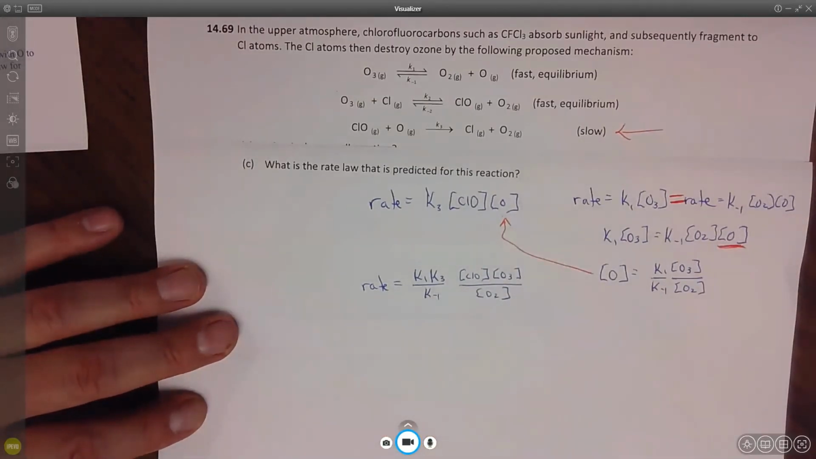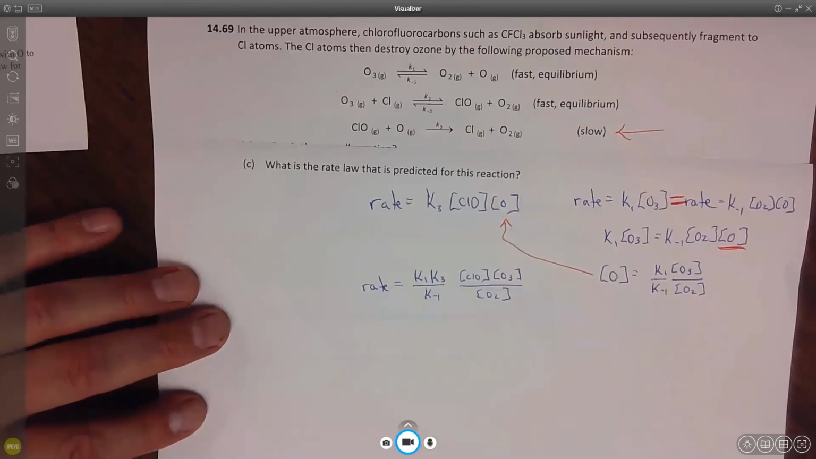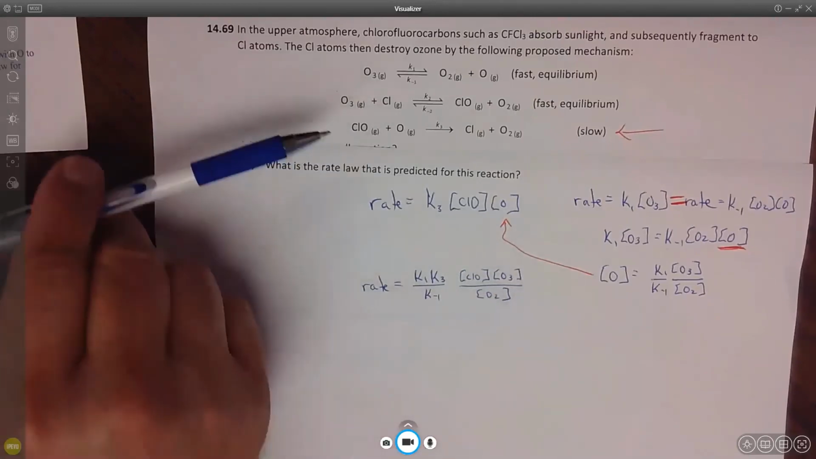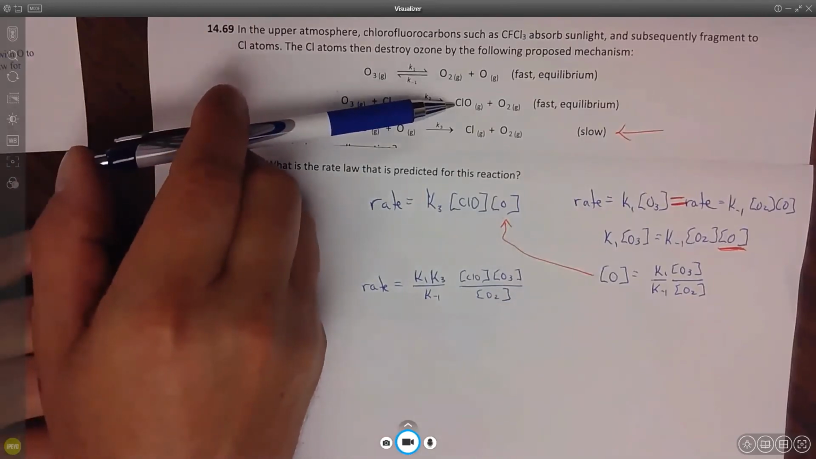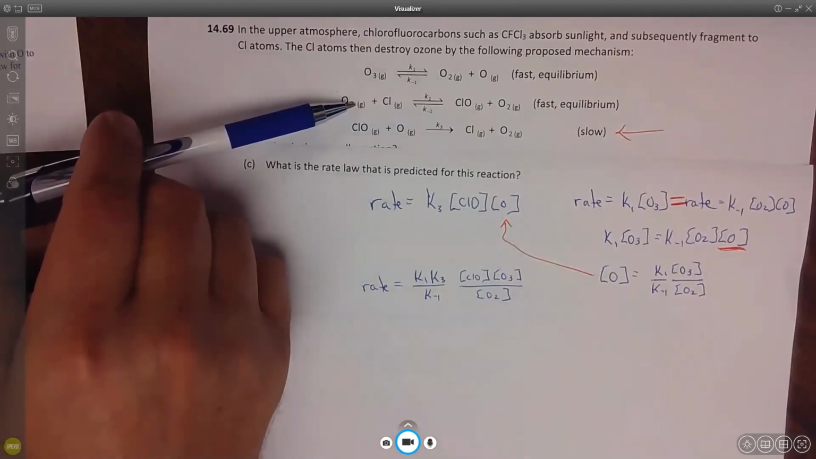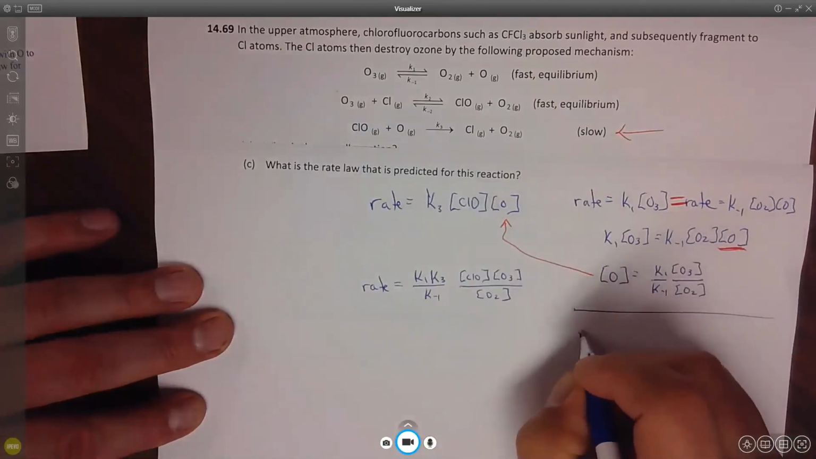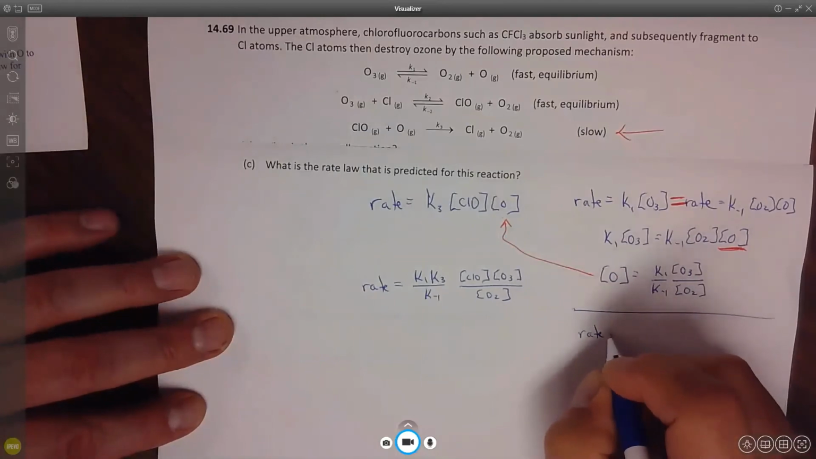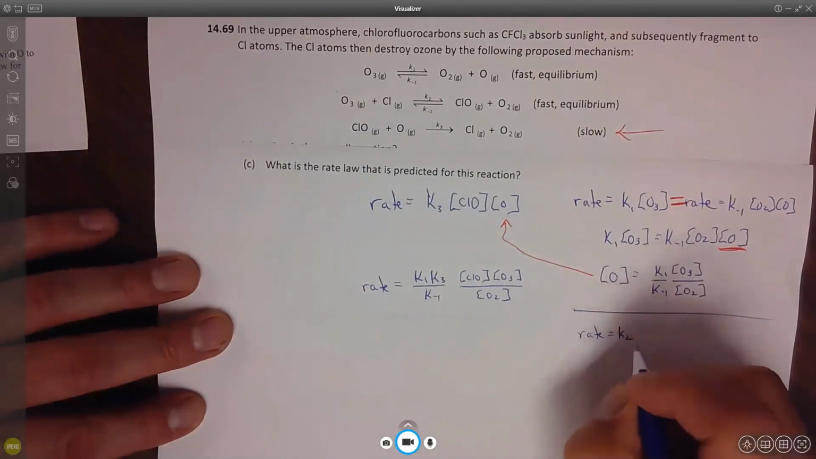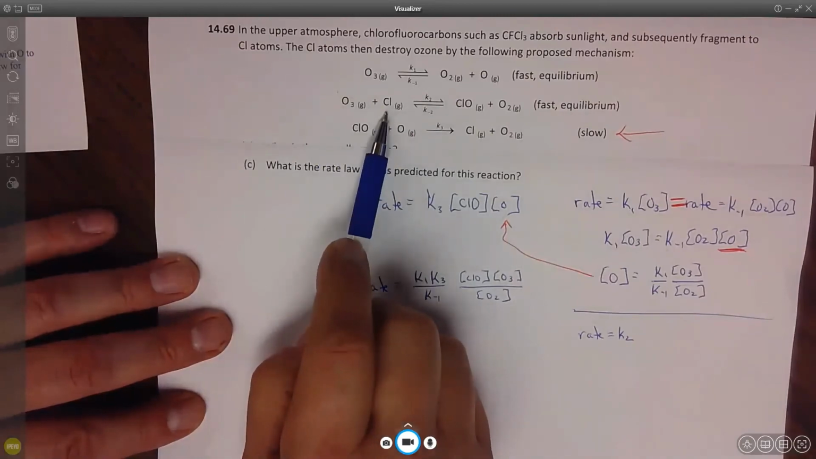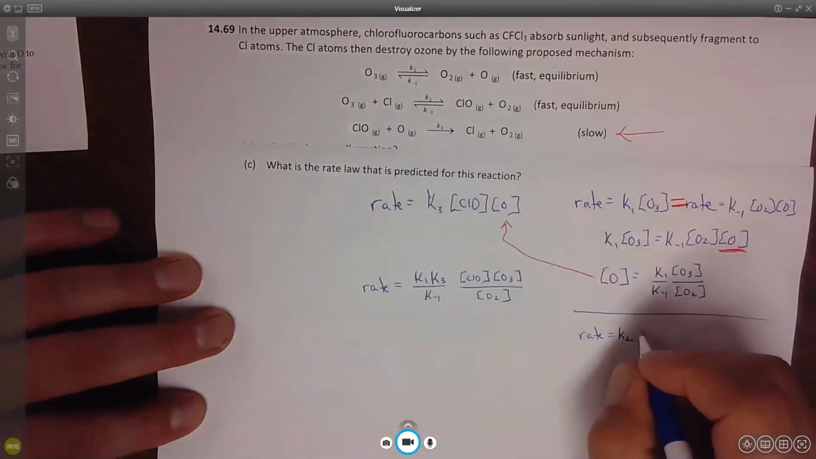Okay. Everybody still with me? Okay, but we still have another reaction intermediate to get rid of. We see that in this step here, right? There's the ClO there. So again, we're going to do the same thing. The forward rate, that's going to be our K2, right? So K2, and then times the concentration of O3 to the first times the concentration of Cl to the first.